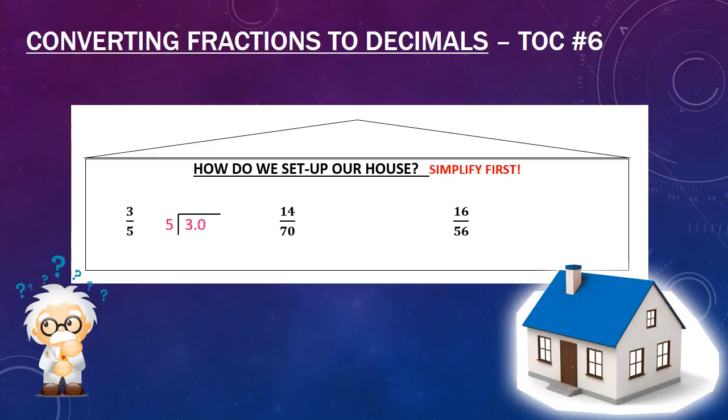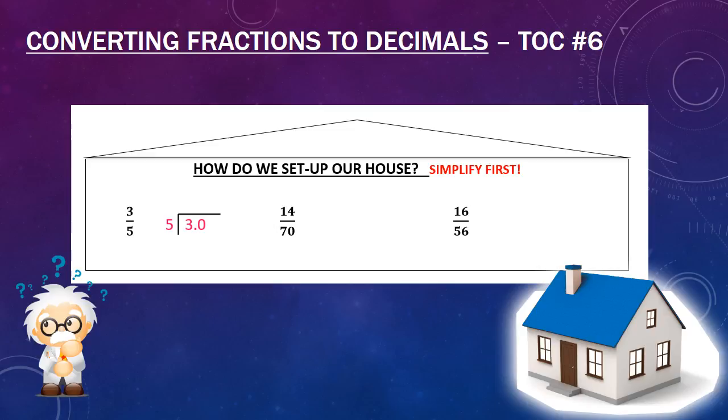Now notice I put a decimal and a 0. And I did that because I know 5 will not go into 3. So I'm going to end up with a decimal answer. So I go ahead and write the numerator with a decimal and 0, so I'm set up to work the problem. Let's look at the next one.